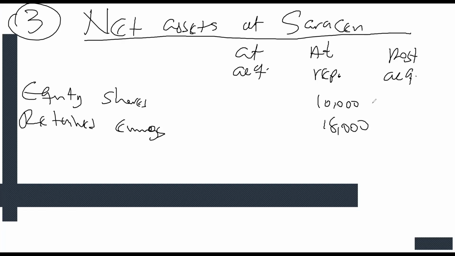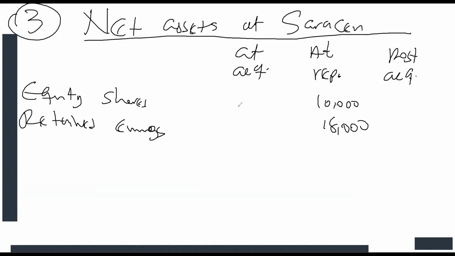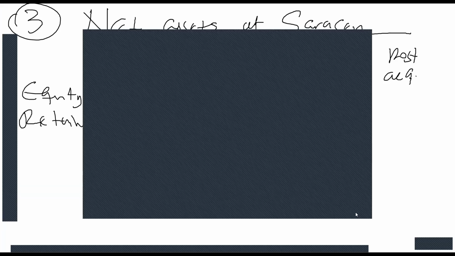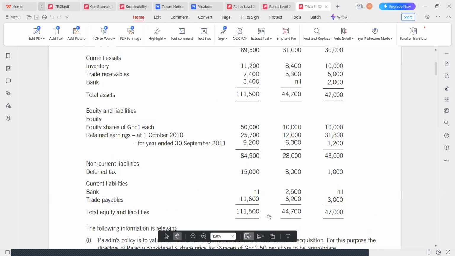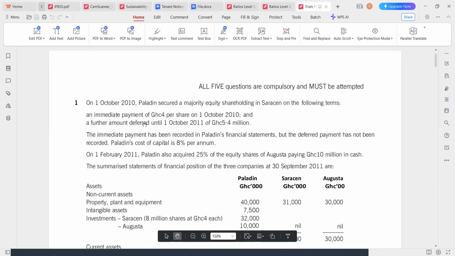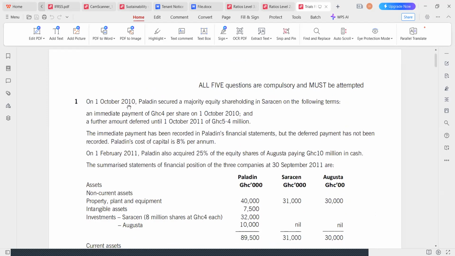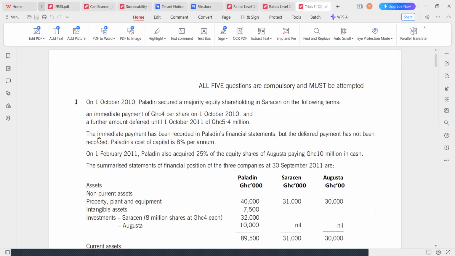That's all. Then you now go and look for these figures at acquisition. For equity shares, we assume that after acquisition, there has not been any share issuance. So therefore to be the same. But here, check. What is the date of acquisition? 1st October. That is the exact beginning of the year.